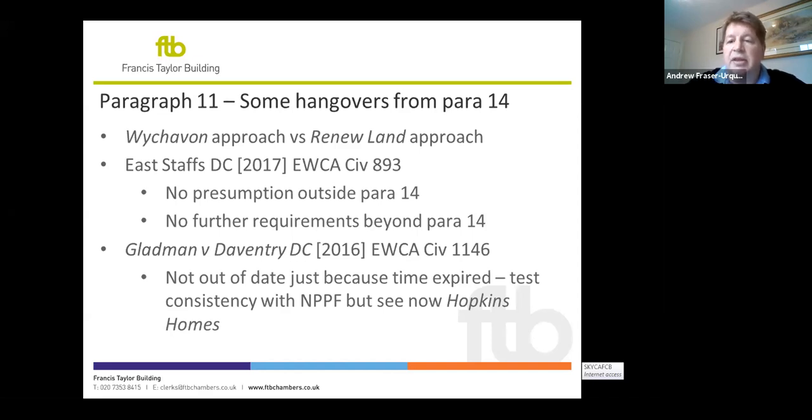And one of the great things about the NPPF and about the cases concerning the NPPF is that a very great deal can be learned simply by reading the document in detail. And most of the cases that follow actually result from reading the document and understanding what its words mean and not trying to add words which are not there. And we'll see that coming through quite a lot.